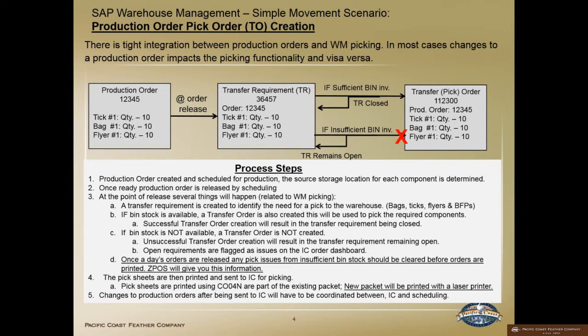The system just doesn't want to try to attempt a pick order, and if it doesn't work, it kind of falls into this area where nobody knows about it. So that's why we create a transfer requirement. So, sufficient bin inventory, pick orders generated, transfers closed. Insufficient bin inventory, pick orders aren't generated, and the TO remains open. Okay?